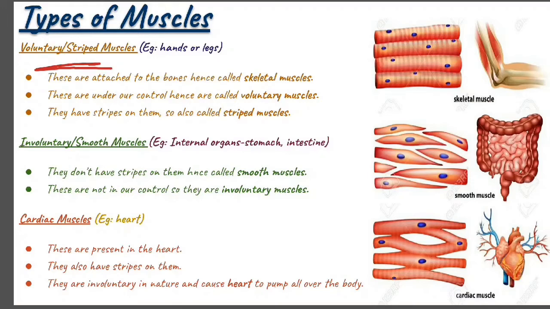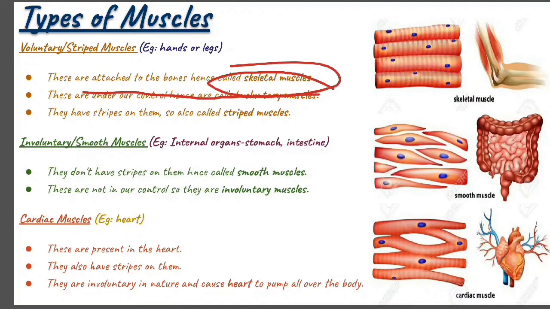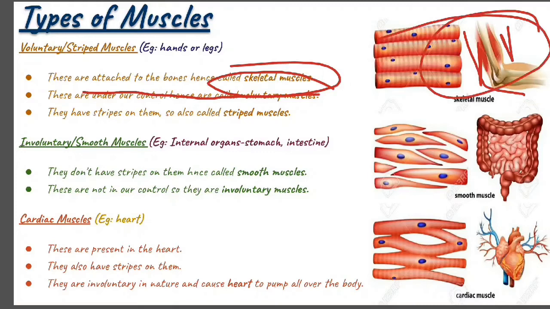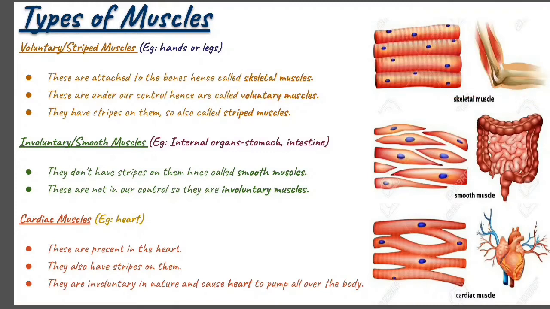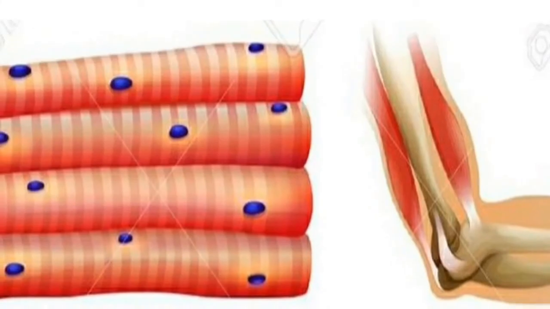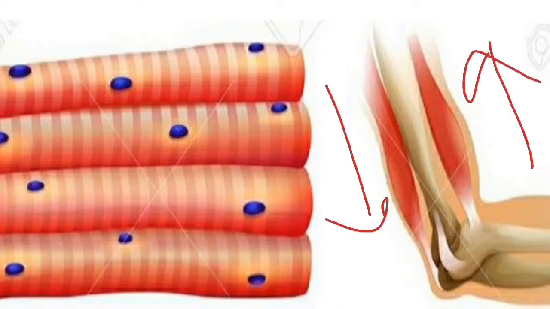Okay, next, these are attached to the bones, hence they are also called skeletal muscles. Previously I told you about the biceps and triceps. These muscles are directly attached to your bones. So this red portion you can see here, this is your biceps and triceps. These muscles are directly attached to your bones, and that's why we call it a skeletal muscle.